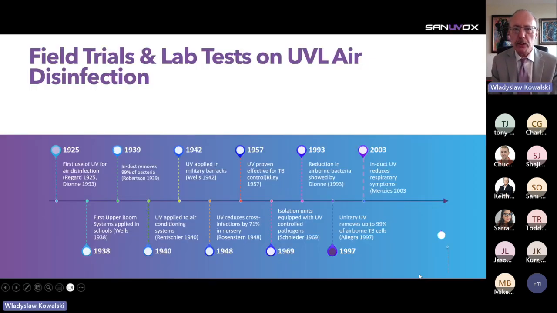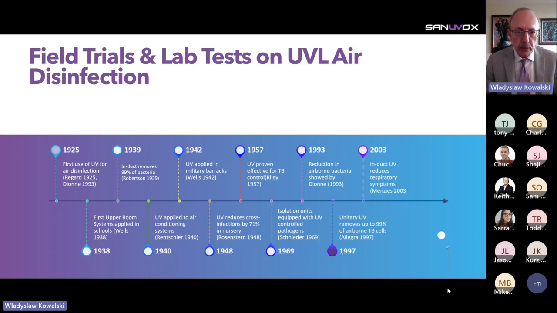There have been many field trials and lab tests on ultraviolet light air disinfection, beginning in 1925 with the use of UV for air disinfection in laboratory tests. The first upper room systems, which were a little more than naked UV lamps, were placed in schools in 1938. In 1939, it was found that in-duct air disinfection could remove 99% of bacteria at least.